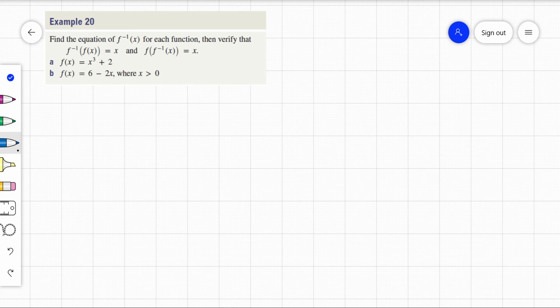Alright, so we're looking at the inverse function. We're verifying whether the inverse function of the function equals x, and whether the function of the inverse function equals x. That's fun to say. Let's look at the function f of x equals x cubed plus 2.